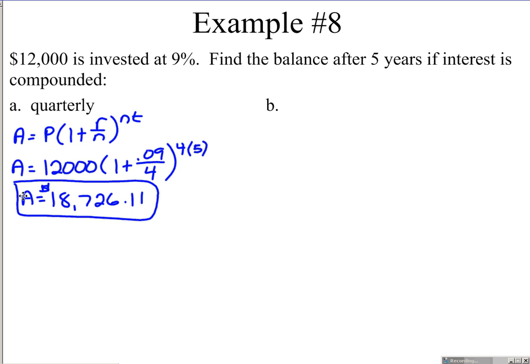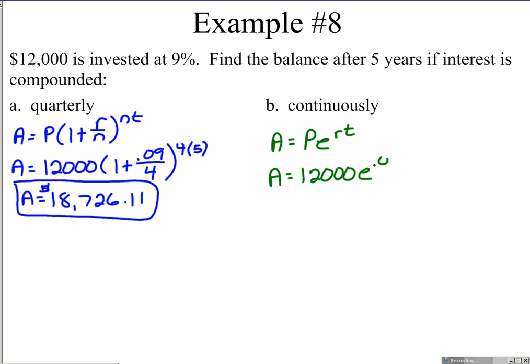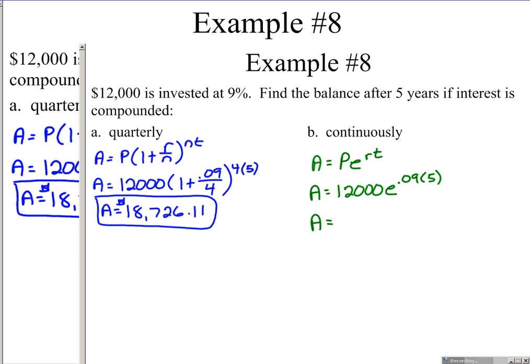Now in B, what happens is we compound the interest continuously. Well, for one, we're going to switch formulas. This is the only time we will use this formula, when it's compounded continuously. We're still going to plug in everything the same way. We have $12,000 times e to the 0.09 times 5 power. Plug this into your calculator.